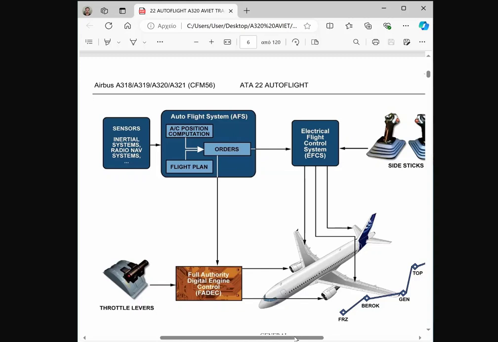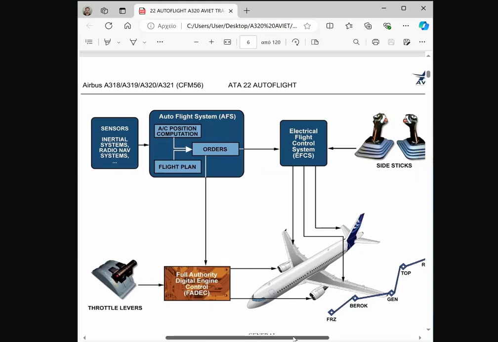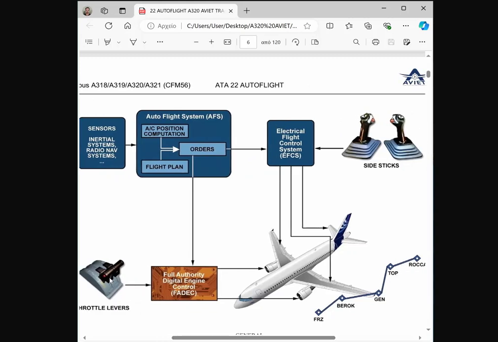Could you please tell me, guys, how we can control the engines? How many ways do we have to control the engines? Two ways. The manual way, by the direct action of the pilot on the throttle lever. The second way is through the auto flight system, auto thrust. Very nice. Perfect.